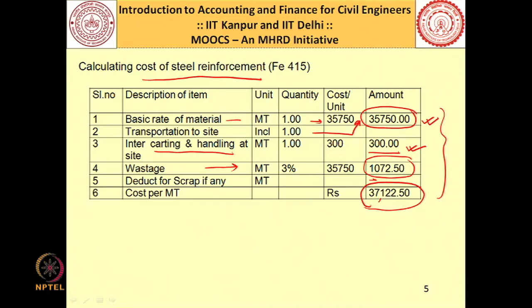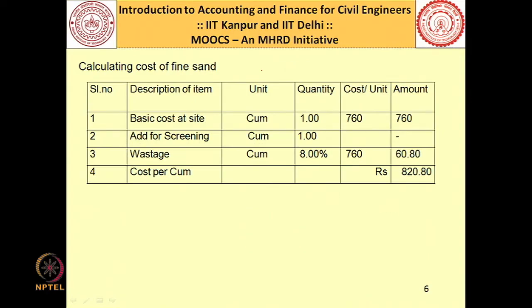Let us try to do one more example, that of calculating the cost of fine sand. Here let us say I am finding that the basic cost at site is coming to be 760 rupees per cubic meter. So, this is from the quotation that I have collected from different suppliers of fine sand. Sometimes you add the cost for screening, but right now I am assuming that I am not incurring any cost on screening. Wastage roughly it would be about 8%. So, you can find this cost is coming to be 60.80. So, if you add all of them together, you are getting 820.80. Remember, these are all direct cost only.